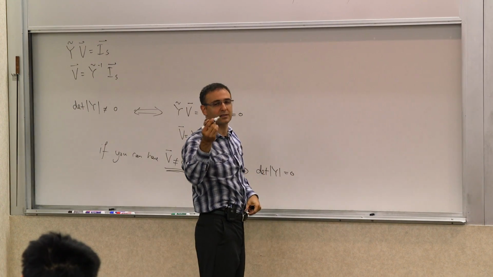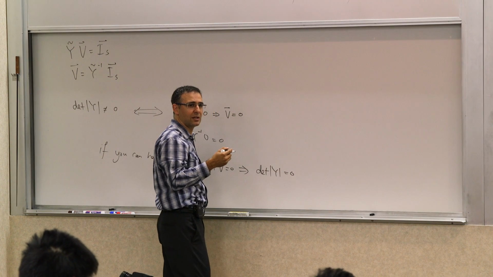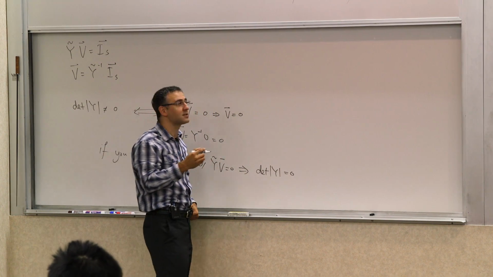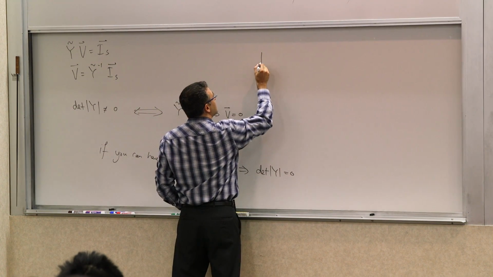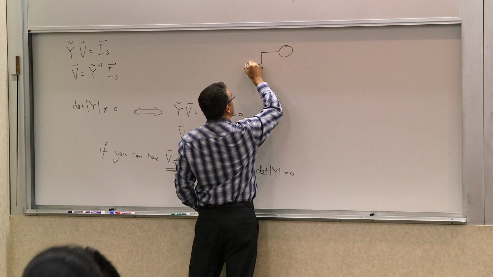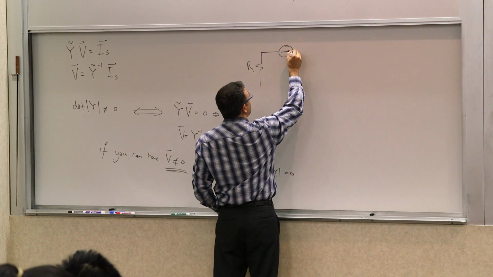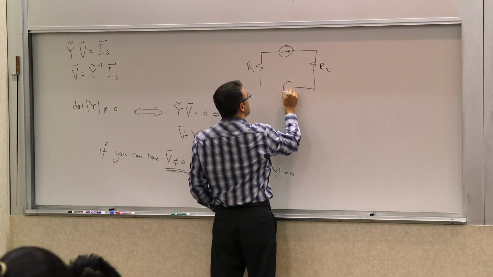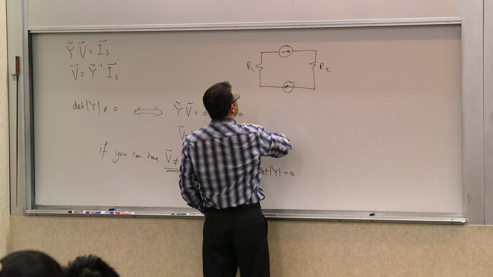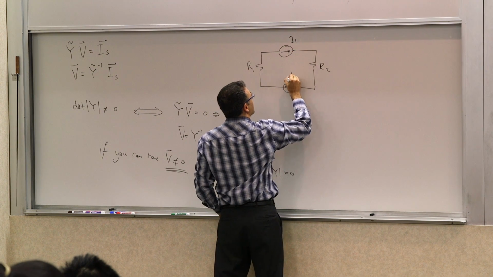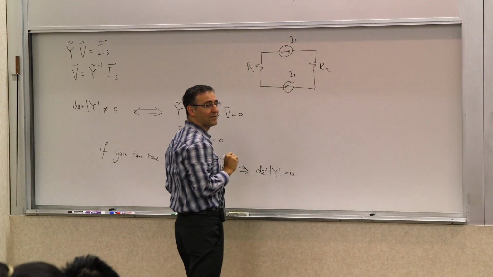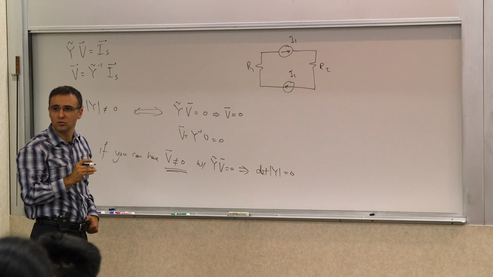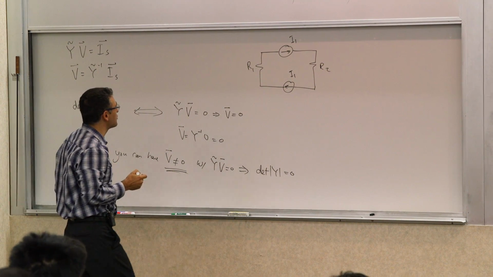So let me show you an example, just to show you what this means. Think about this circuit. So resistor R1. There are several examples, so this is a simple one. Let's say this current is I1 and this current is I1 too. So they have the same value, right? So this is an acceptable situation.